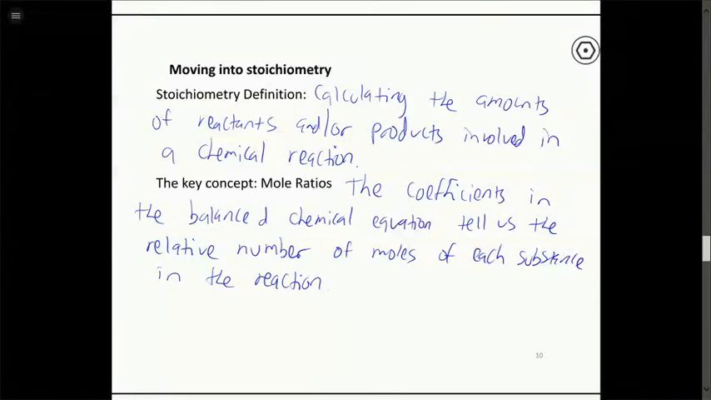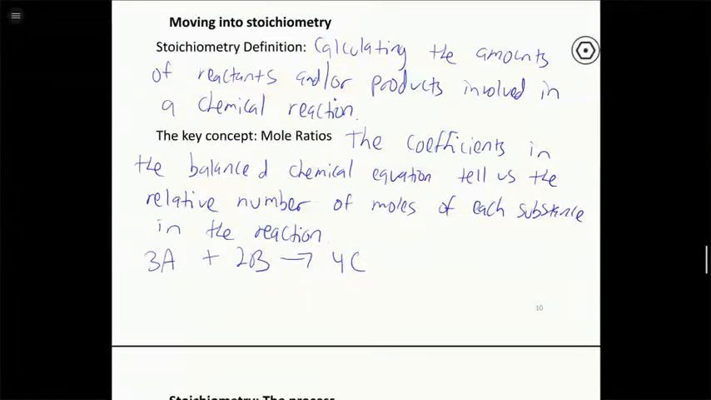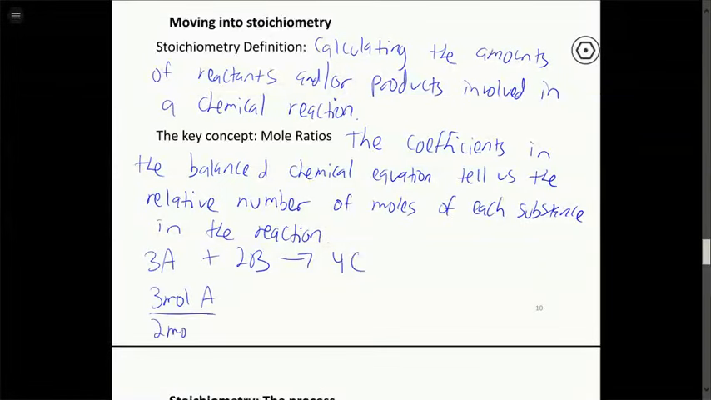Alright, so if we have this fictitious reaction here, 3A plus 2B goes to 4C, where again those are just totally made up symbols, but let's say that's our chemical reaction with those coefficients. The coefficients in this balanced reaction are going to allow us to develop ratios of reactants and products that are involved and allow us to convert between them. So we can write a ratio, for example, 3 moles of A reacts for every 2 moles of B. We can write a ratio that 3 moles of A reacts for every 4 moles of C that forms. We can write a ratio 2 moles of B reacts for every 4 moles of C that forms, and so on.